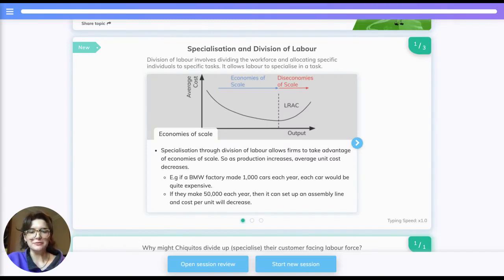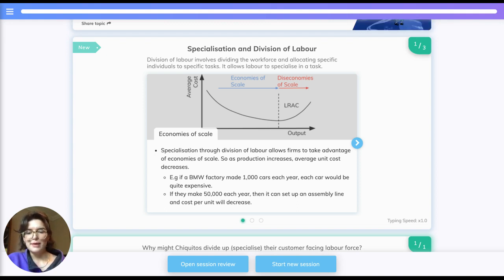Specialisation and division of labour. So, division of labour involves dividing the workforce and allocating specific individuals to specific tasks. By doing so, it allows labour to specialise in a single task. Specialisation through the division of labour allows firms to take advantage of a thing called economies of scale. This is when production increases, but the average unit cost decreases.